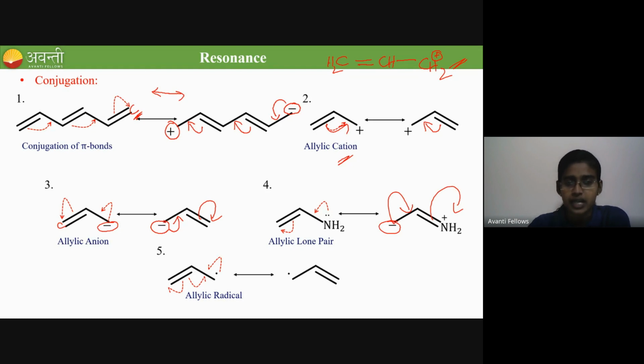So we get a radical here and this system here. Again, what happens? This will come here and one of the electrons will come here to form the pi bond there. And the one last electron will go back to the third carbon again to give the first structure. Got it? So these are the 5 types of systems which exhibit resonance.